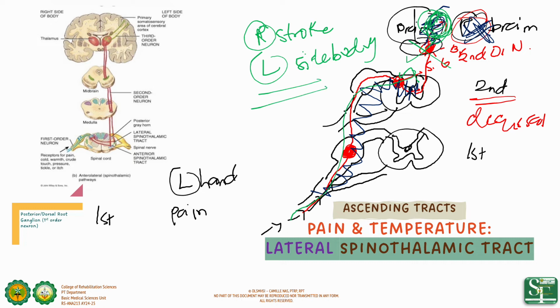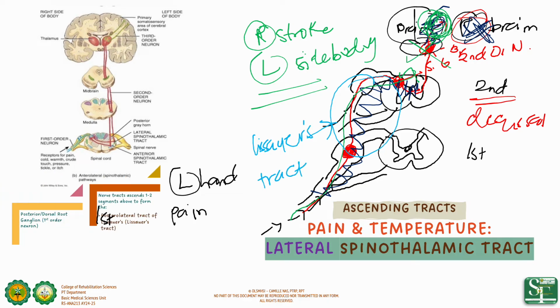Alright, so I hope that's clear, no? And then, isa pang kailangan ko i-mention. Ano ang tawag natin doon sa track na nabuo niya nung umakyat muna siya ng 1 to 2 segments above? This is called your Lissauer's track. Ayan, no? So etong track na yan, kaya siya umakyat muna ng 1 to 2 segments bago mag-synapse sa second order neuron is because sumama siya sa Lissauer's track.